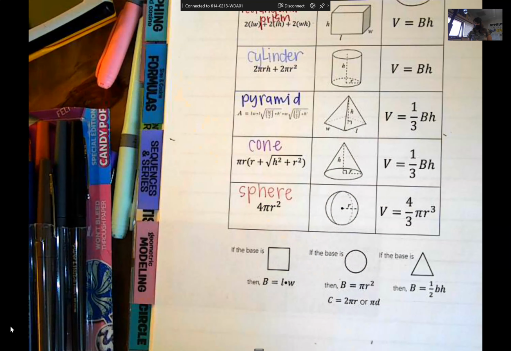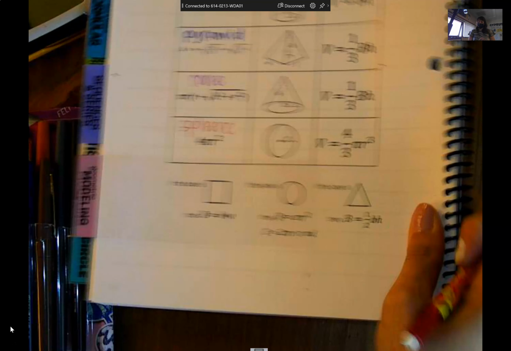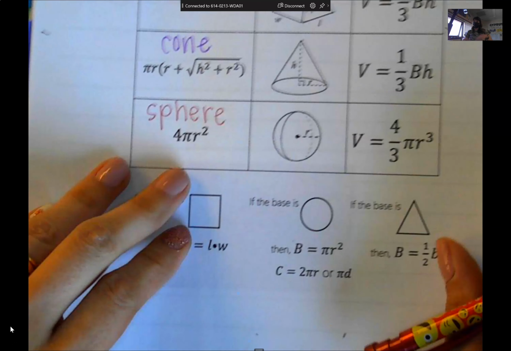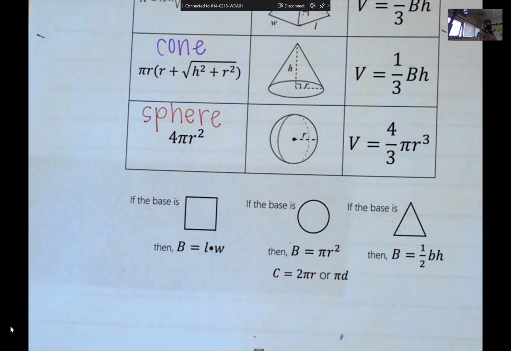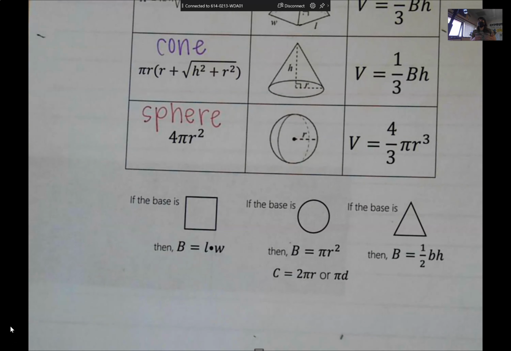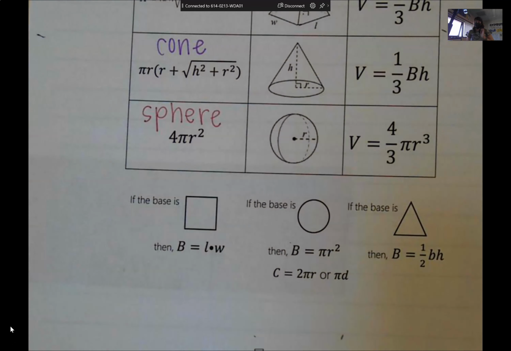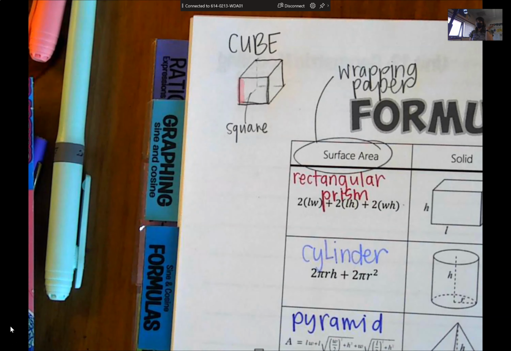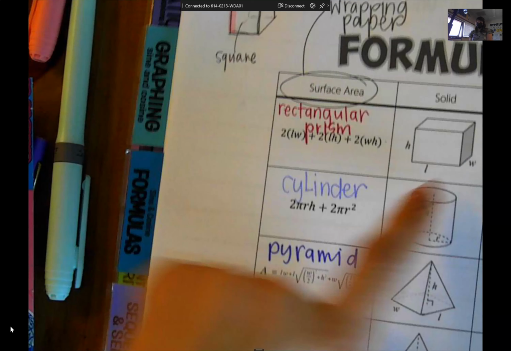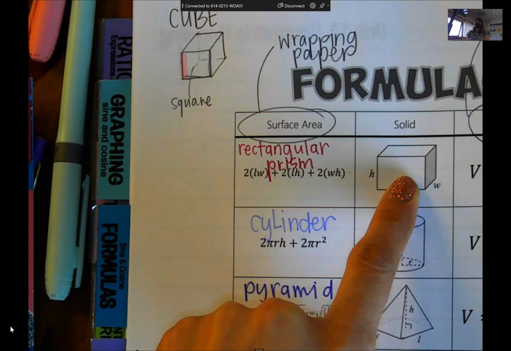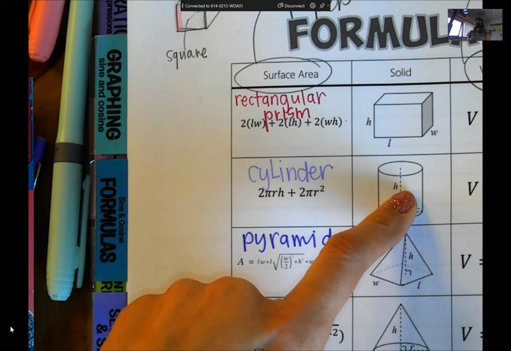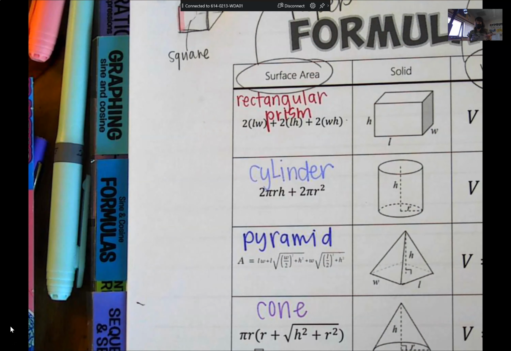Now down here, it just is highlighting for you that as you go through your three-dimensional shapes, you want to be aware of what the base or the bottom of your shape is. So like on our cube, the base is a square. On a rectangular prism, its bottom is a rectangle. On the cylinder, its bottom is a circle. Its bottom means its base.